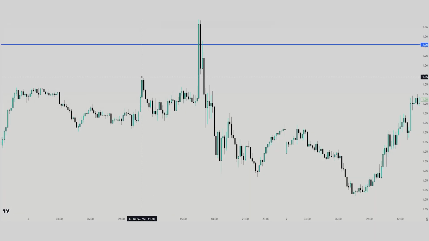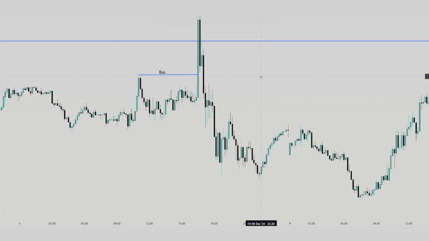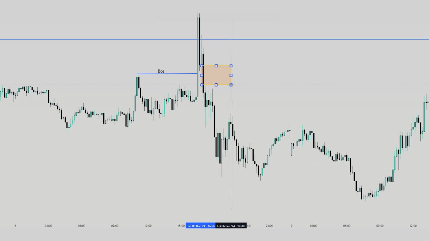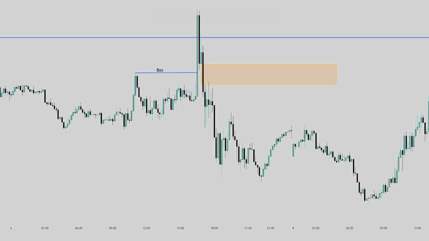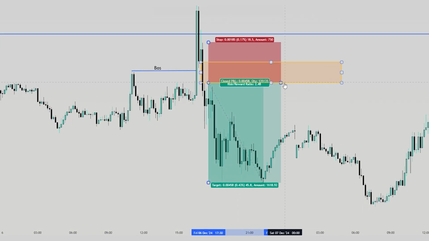4. Look for confirmation on the lower time frames. If you want to trade on the lower time frames, wait for confirmation such as a break of structure at a lower level to enter a trade with a higher probability of success.